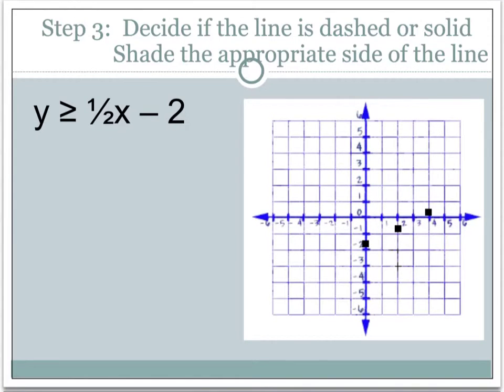In step 3, we have to decide if the line is going to be a dashed or a solid line. So we already know that our y-intercept was here at negative 2. We also know that we went up 1 over 2. We already did the slope. And these points indicate that on our line. We have those points. And now we have to decide, is it a dashed line or a solid line? Since we're dealing with a greater than or equal to symbol, we know that we're going to have a solid line on our graph. So I can now connect all of my points with a solid line.